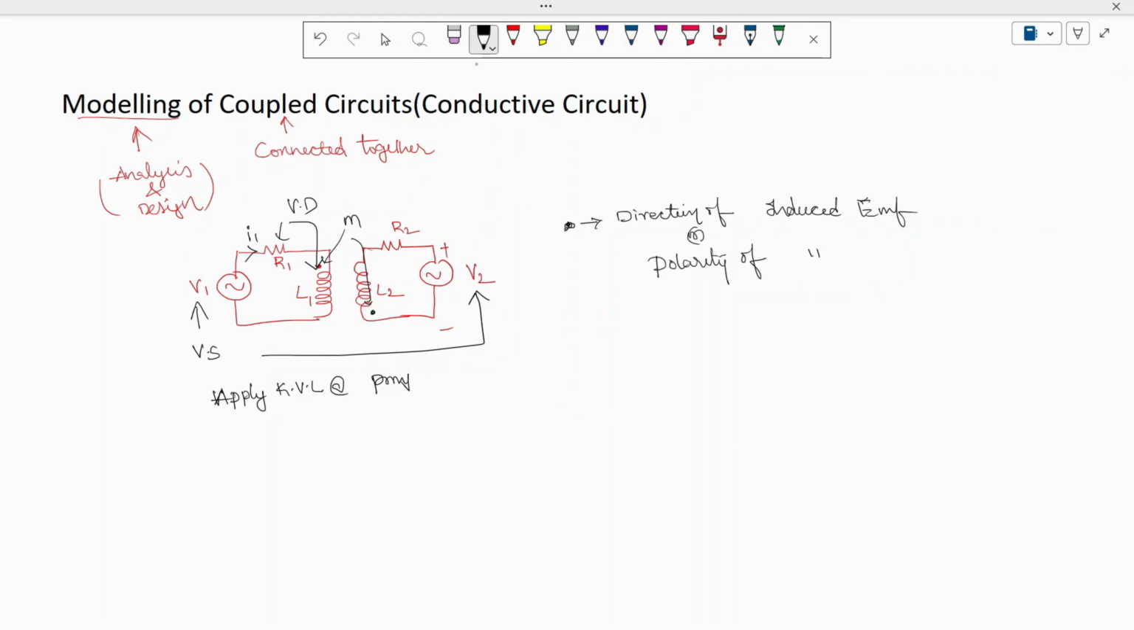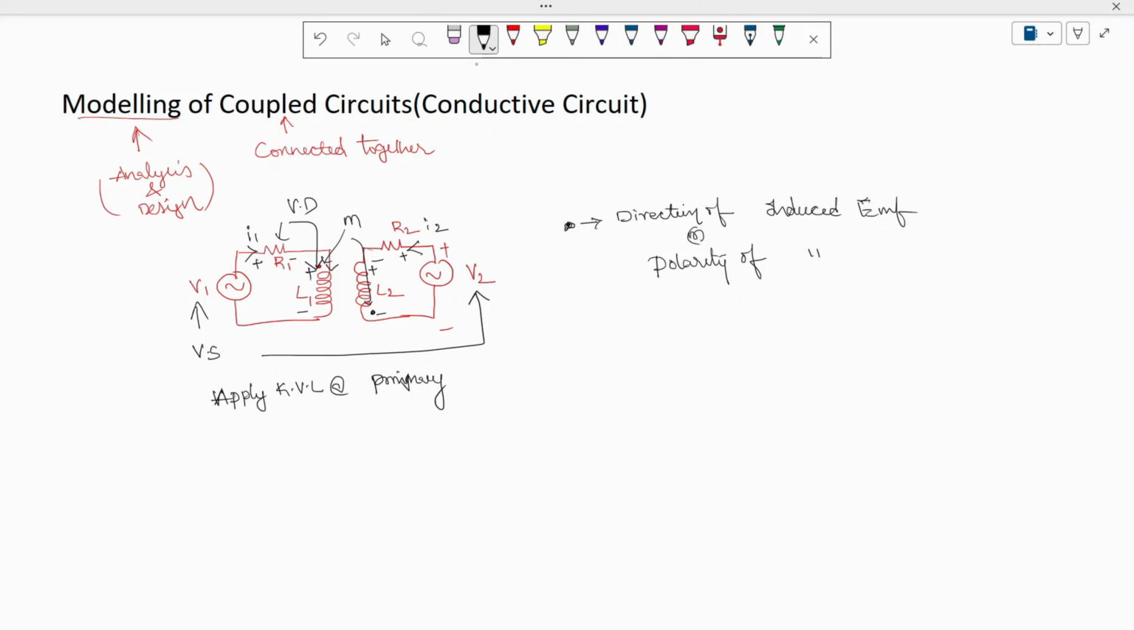Whenever the current flows here, the polarity of this is positive, negative. Whenever the current flows here, this is positive and negative. But here the source is like this. The current is given in this direction, which is I2. Entering is positive, leaving is negative. To this inductor, entering is positive, leaving is negative. So let's try to apply Kirchhoff's voltage law at the primary.